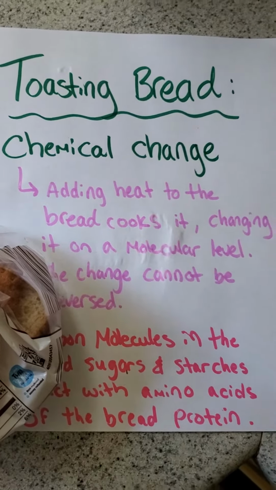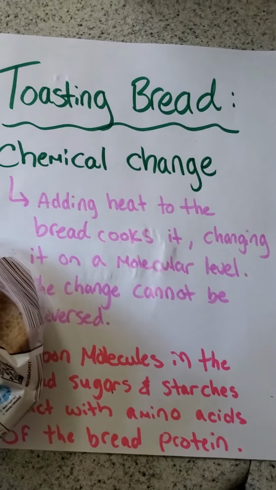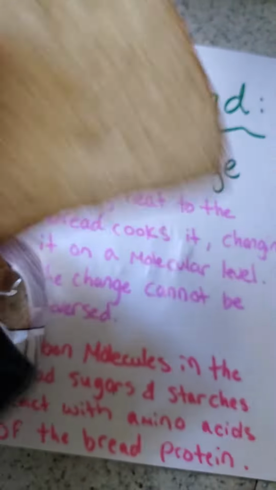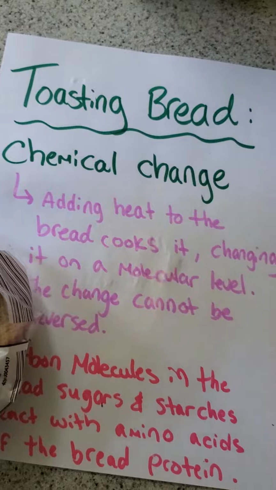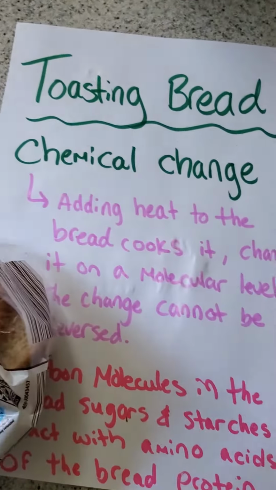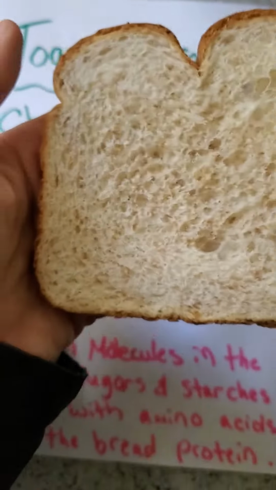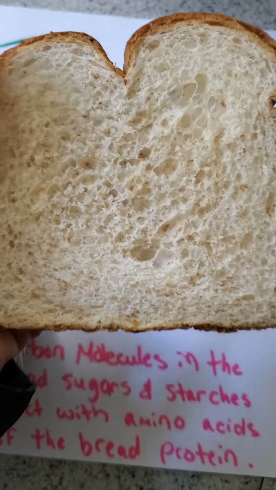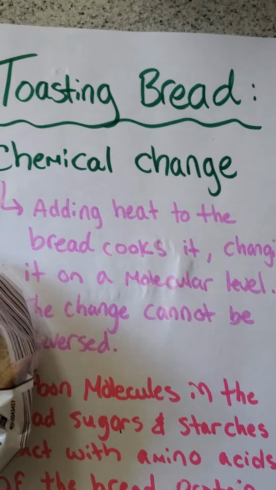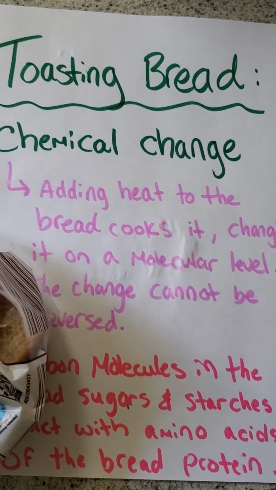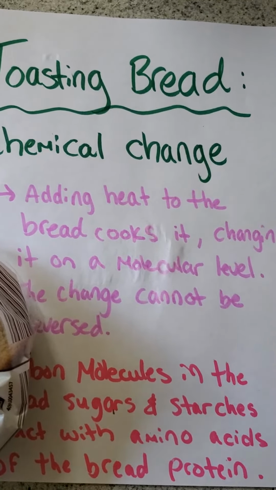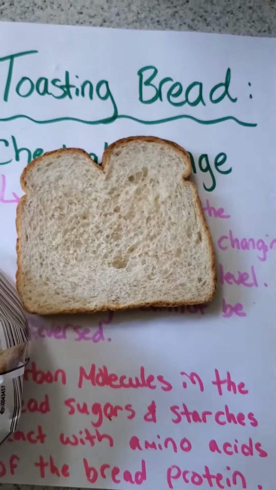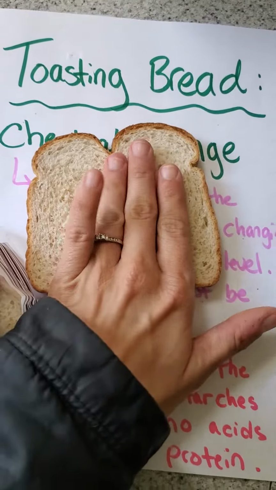Toasting bread. Did you know that toasting bread is a chemical change? You might just think of putting a piece of bread in the toaster, toasting it, and eating it. You might not think anything else of it. However, a chemical change is occurring. Crazy, right? Basically, adding heat to the bread cooks it, changing it at a molecular level, and it can't be reversed. Why? Well, toast the bread and it changes its composition.